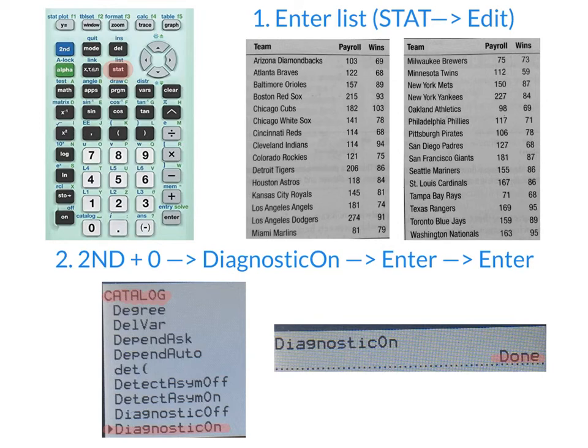You could press D or any letter in the catalog and it'll bring you down to the Ds, or you could just page down. It doesn't matter. But you go down to diagnostic on, you hit enter, and then it comes back to your calculator screen. You want to make sure you hit enter again. You want to make sure you turn it on.